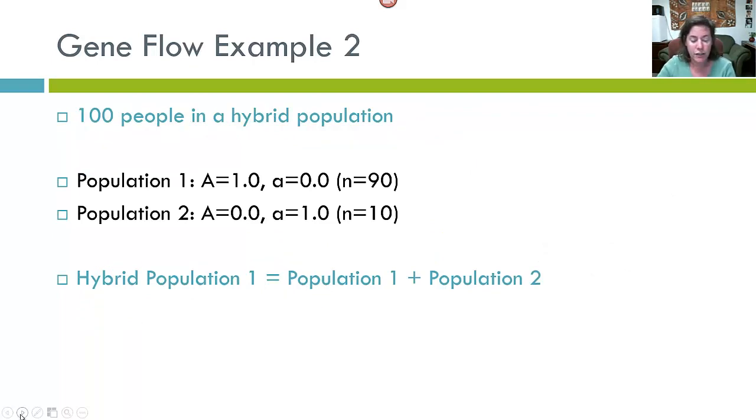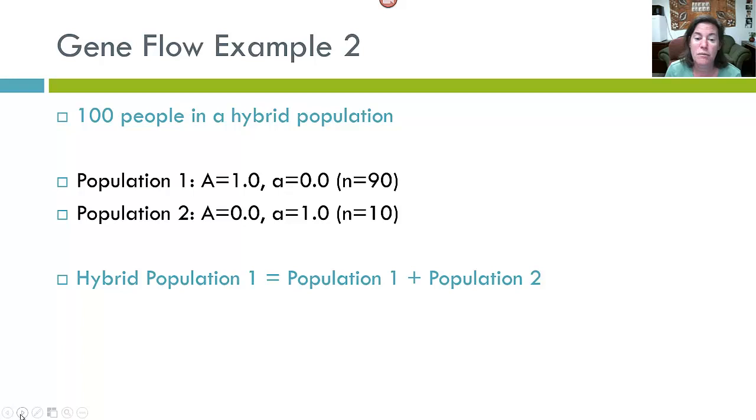So let's take another example about gene flow. Now, let's say there are 100 people in a hybrid population. And we're going to create this hybrid population from population 1 and population 2 that we talked about before. In population 1, the frequency of the dominant allele is 1, and the frequency of the recessive allele is 0.